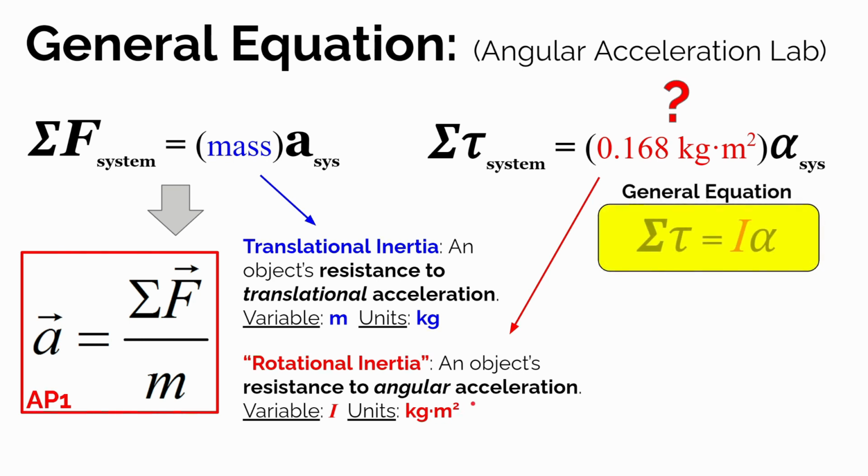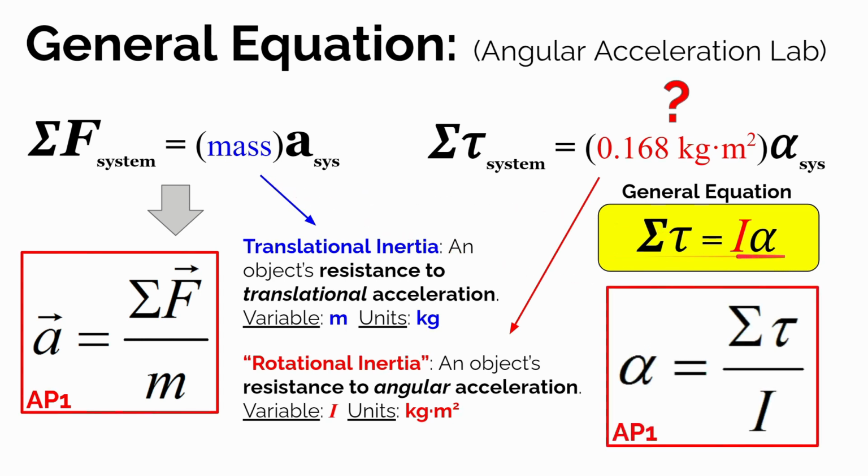So our equation then becomes, replacing our slope with I, which represents rotational inertia, that the sum of the torques on a system is equal to the rotational inertia of the system times its angular acceleration. And remember, rotational inertia is the rotational equivalent of mass. And so we could rearrange our general equation to put it in the form we're familiar with from Newton's second law, where angular acceleration is equal to the sum of the torques divided by the rotational inertia. And this helps us conceptually think through what's going on with rotational motion.